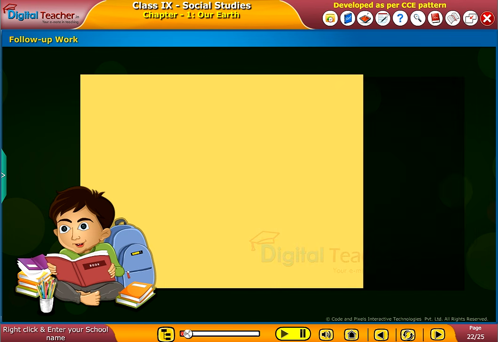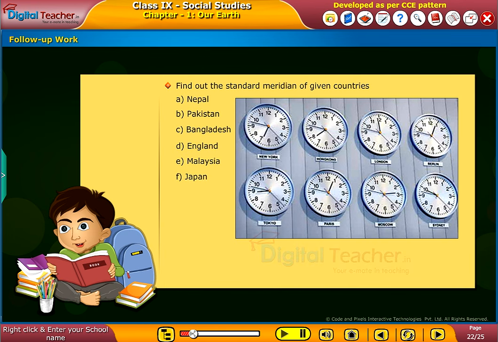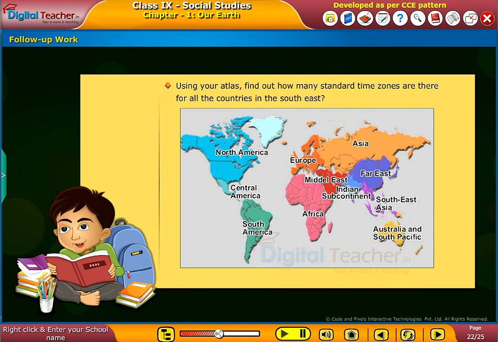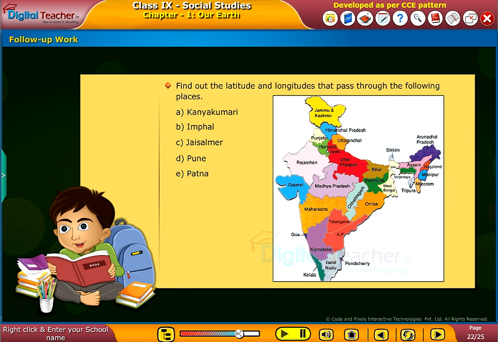Follow-up work. Find out the standard meridian of given countries: Nepal, Pakistan, Bangladesh, England, Malaysia, Japan. Using your atlas, find out how many standard time zones are there for all the countries in the southeast. Find out the latitude and longitudes that pass through the following places: Kanyakumari, Imphal, Jaisalmer, Pune, Patna.